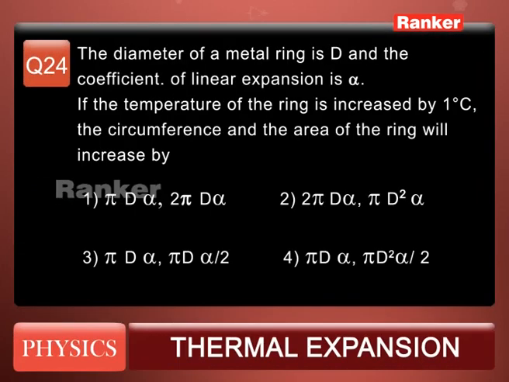Now question number 24. The diameter of a metal ring is D and the coefficient of linear expansion is alpha. If the temperature of the ring is increased by 1 degree Celsius, the circumference and the area of the ring will increase by: first option, pi d alpha and 2 pi d alpha. Second option, 2 pi d alpha and pi d square alpha. Third option, pi d alpha and pi d alpha by 2. And fourth option, pi d alpha and pi d square alpha by 2.